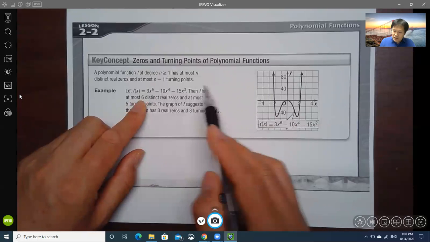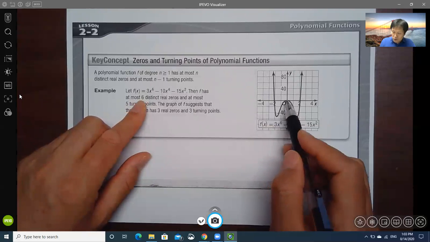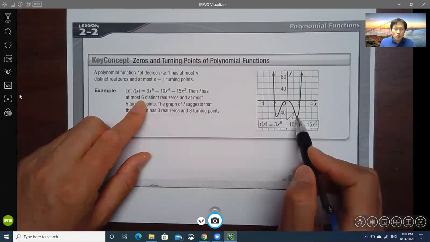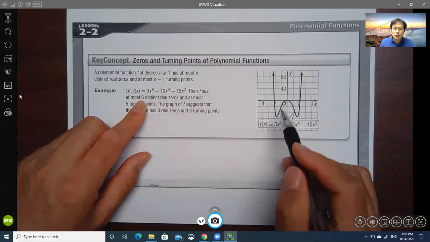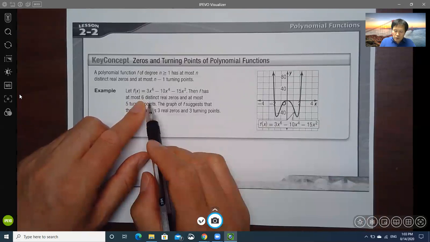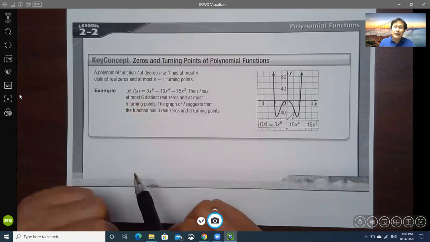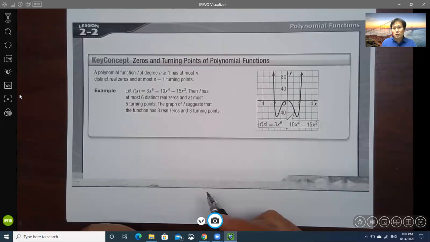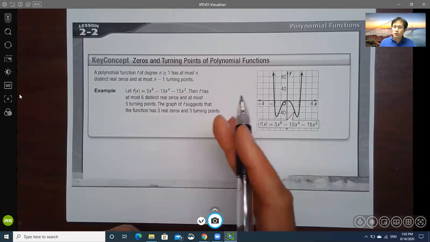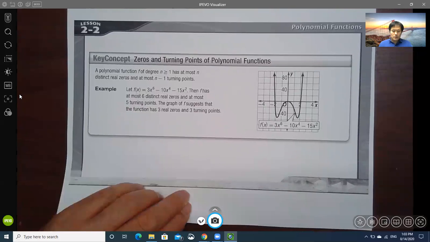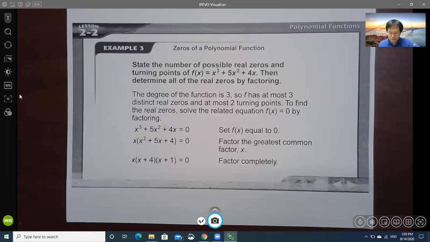And a turning point means like this. Turning. So that's a turning point, that's a turning point, that's a turning point. Local maximum and minimum will be the turning points. So for turning points, we will have 1 less. So degree is 6, we have at most 5 turning points, meaning the maximum number of turning points you can have is 5. And it can be reduced by 2. It can be 5, 3, 1, and that's it. Okay? So it's not that difficult.